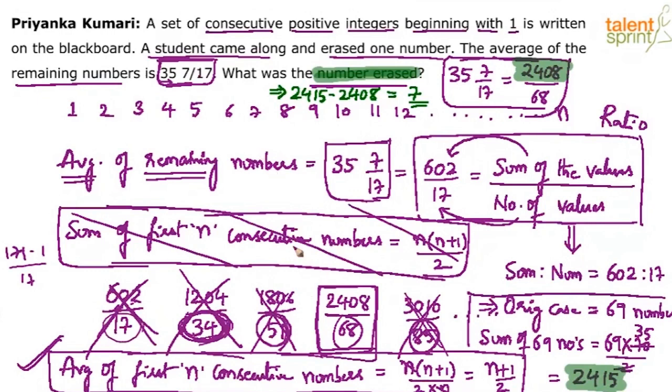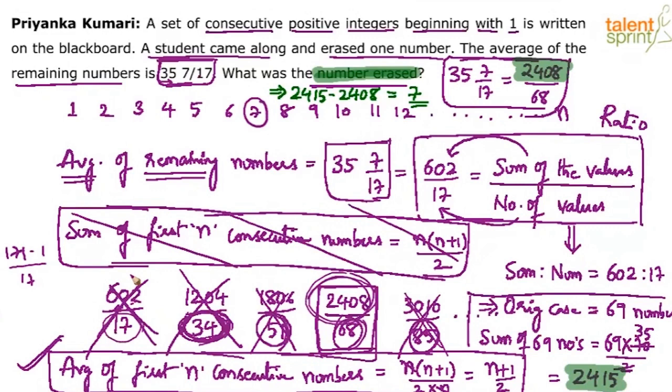Only when you come close to 2408, you find that yes, you're close. You're able to follow. Because if there are 68 numbers remaining, totally there are 69 numbers. For 69 numbers, the average is 35. For 68 numbers, he says the average is 35/7 by 17, which means the total for 68 numbers is 2408. Only then will this average be obtained, right? And for 69 numbers, the total is 2415. So 2415 minus 2408, 7 is the number that has been removed. So 7 will be your answer.